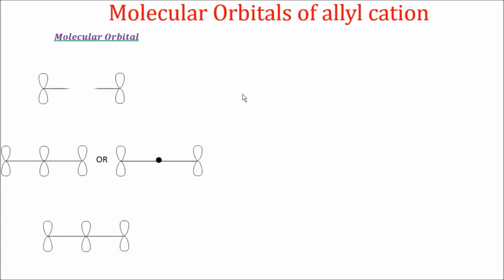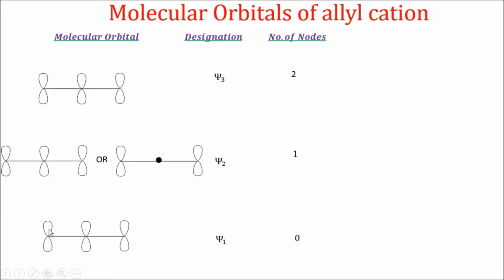Let's see the molecular orbitals of allyl cation and their designation. Sorry, let's draw the structures first. So 3 carbons are there, therefore 3 p lobes we are writing, 3 molecular orbitals we are writing, and the designations are Psi1, Psi2, Psi3. And let's see the number of nodes. What is the formula for node? N minus 1: 1 minus 1 is equal to 0, 2 minus 1 is equal to 1, 3 minus 1 is equal to 2.